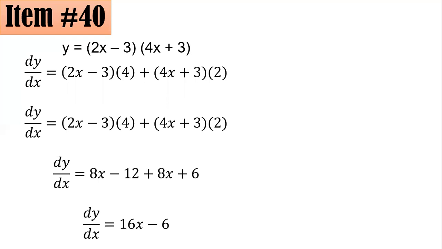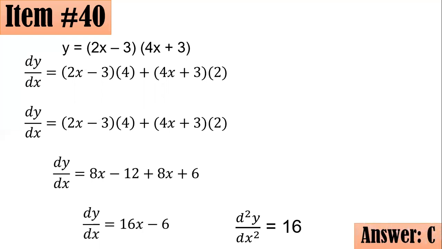But this is not yet the final answer because we need to look for the second derivative. The second derivative is the derivative of the first derivative. So the derivative of 16x is 16, and the derivative of negative 6 is 0, because the derivative of any constant is 0. Hence, if you answered letter C, 16, then you should be happy because you got it right.